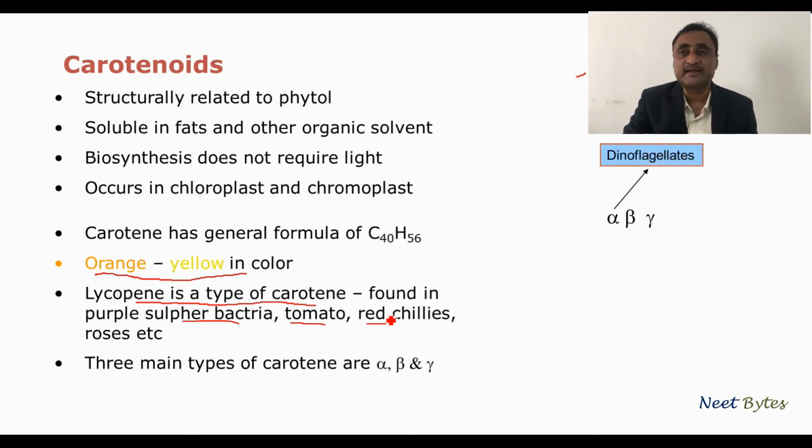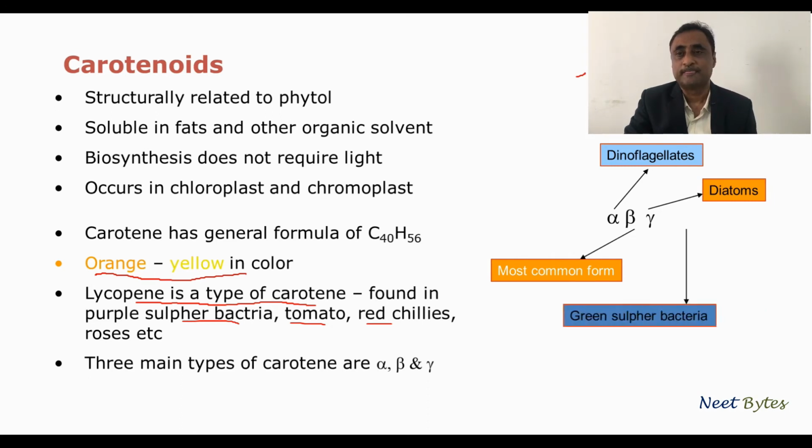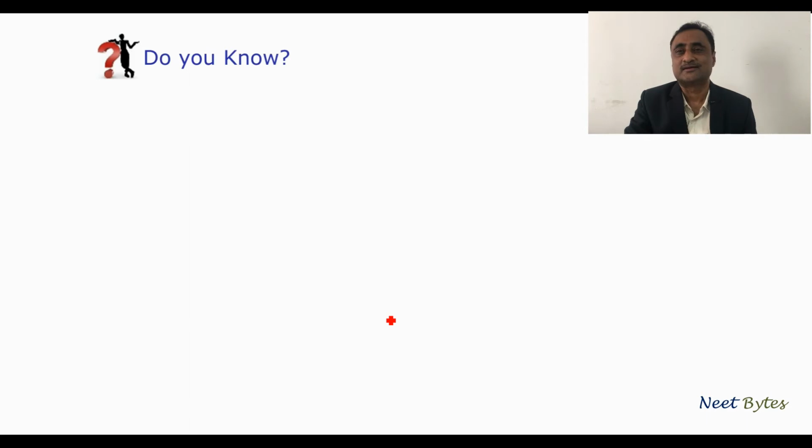There are three main types of carotene, what we call alpha, beta, and gamma. Alpha carotene is going to occur in dinoflagellates, that is in your syllabus. Beta carotene occurs in diatoms, and that is the most common one. And gamma carotene is going to occur in green sulfur bacteria. So these are a few of the carotenes that are found, right?